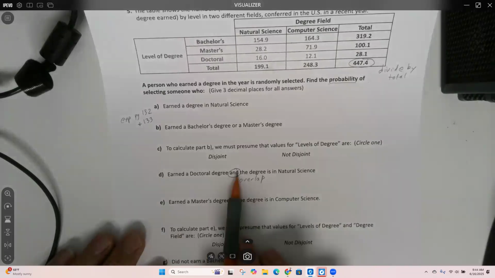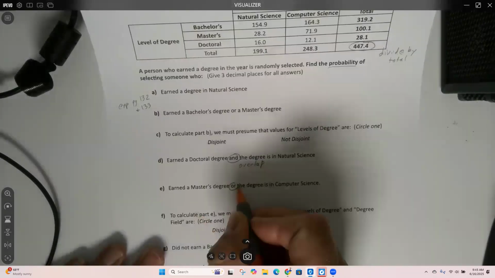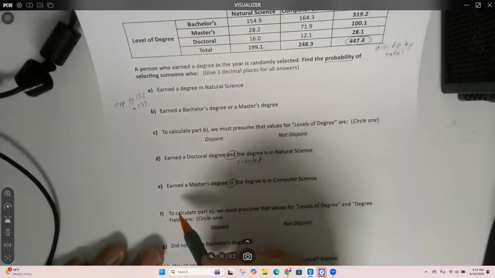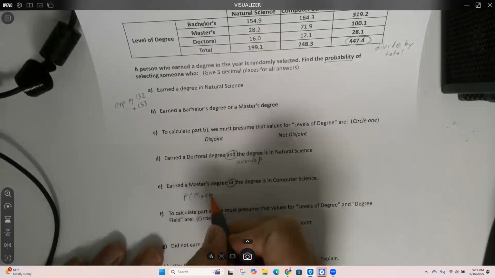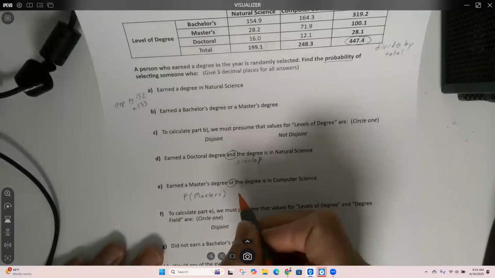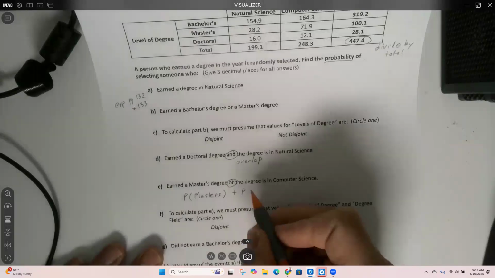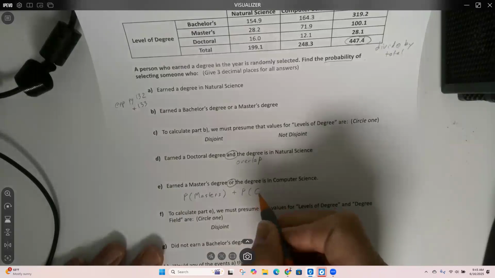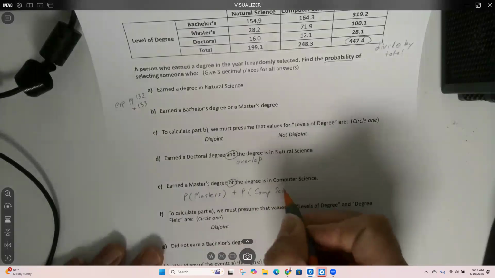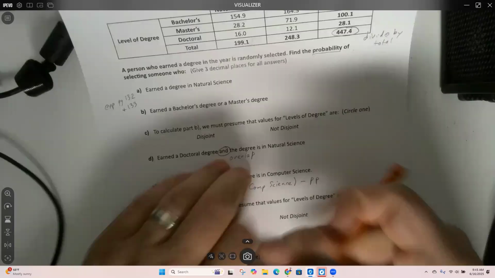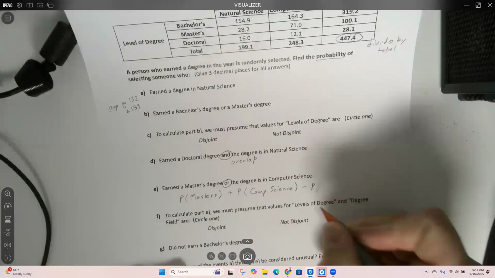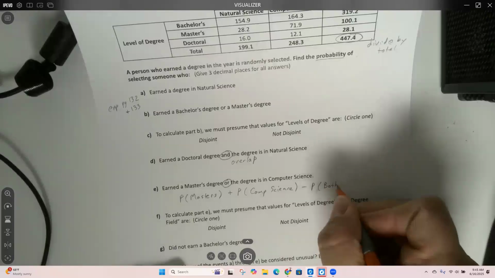Because it's an and. Here, with an or, there's a formula for this, okay? For an or, we need to find the probability of a master's plus the probability of computer science, and then we have to subtract the overlap, okay? Can't forget the parenthesis.